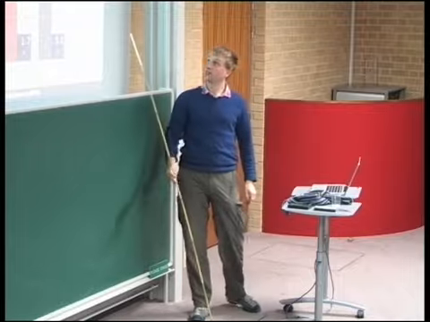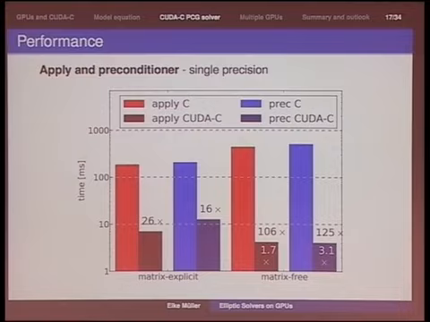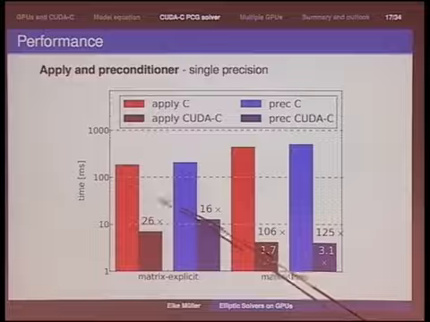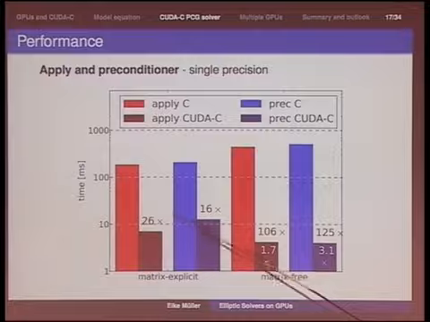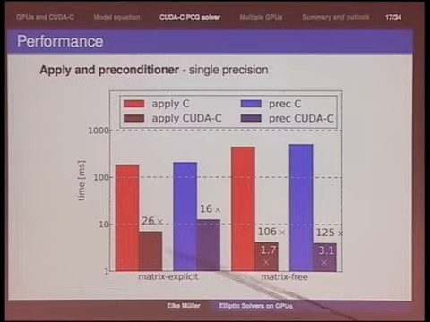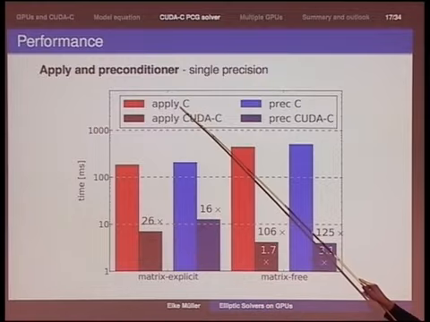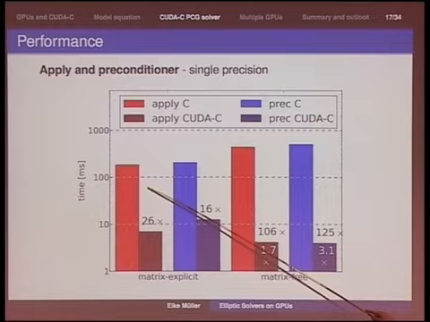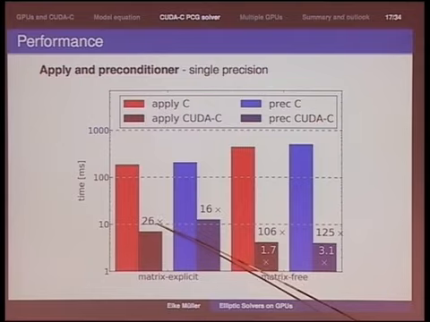Yeah. Okay, so here are some results. This is now really the final code with the full problem. On the left, there's the matrix explicit code. The light colors are always on the CPU, and then I show the GPU results in these dark colors here. This is a logarithmic scale on the vertical axis. So for example, for the apply method, the matrix explicit GPU code was 26 times faster, and for the preconditioner it was 16 times faster.